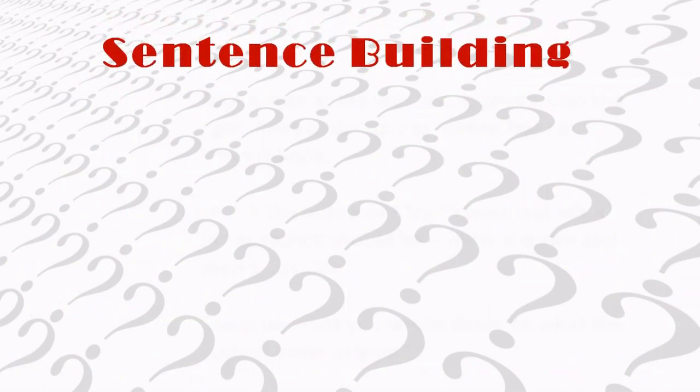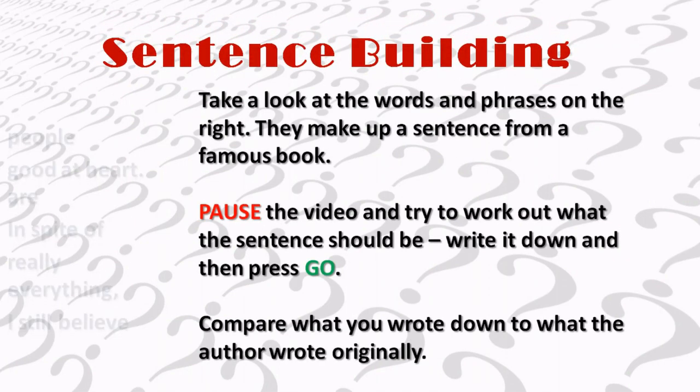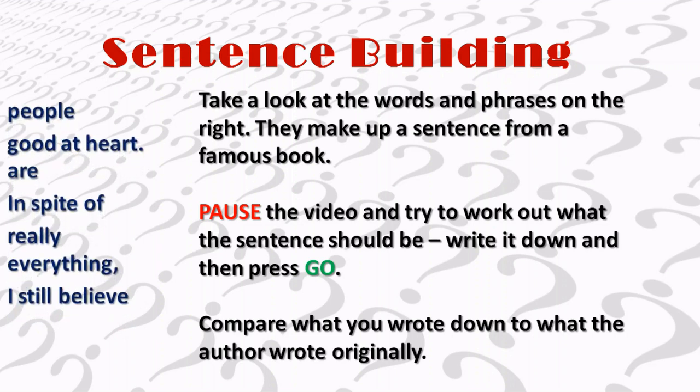So let's do some sentence building. This is where you get to do some work. Take a look at the words and phrases on the right. They make up a sentence from a famous book. When you're ready, pause the video and try to work out what the sentences should be, write it down, and then press go. Compare what you wrote down to what the author wrote originally, which will appear in the next slide. So carry on, press the pause button, and see if you can work out what this sentence should be.